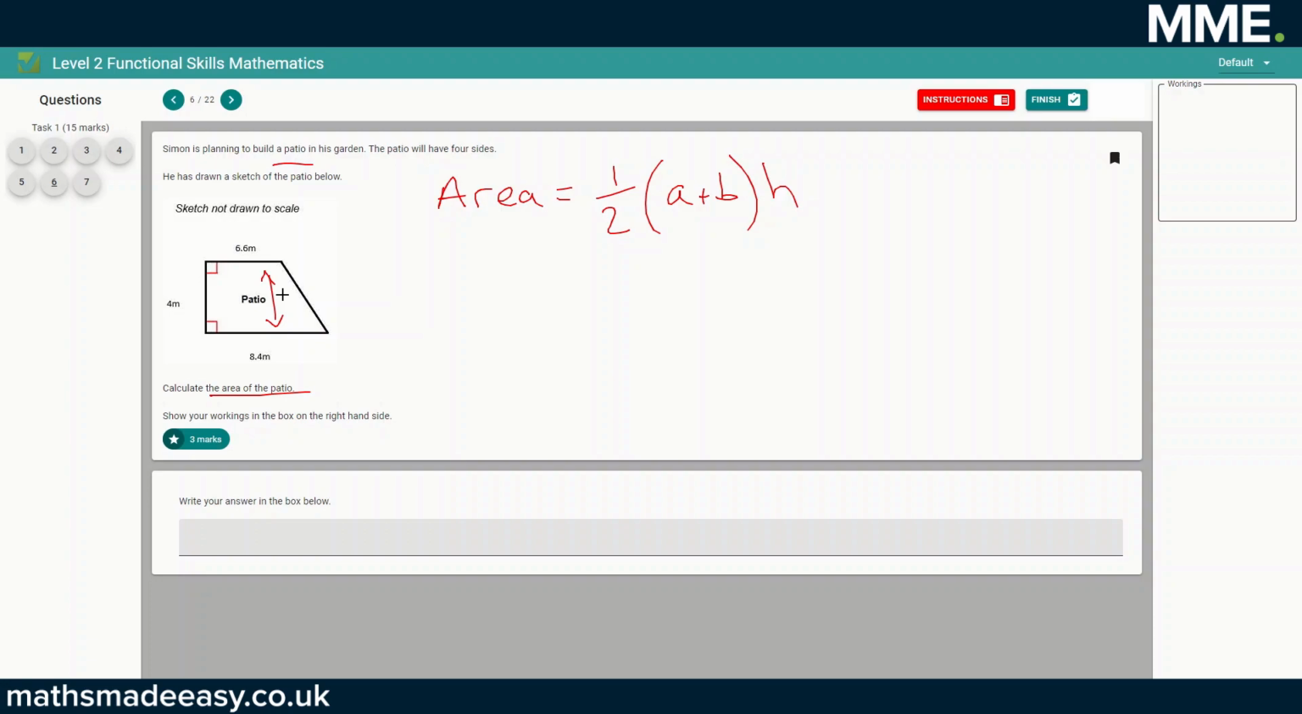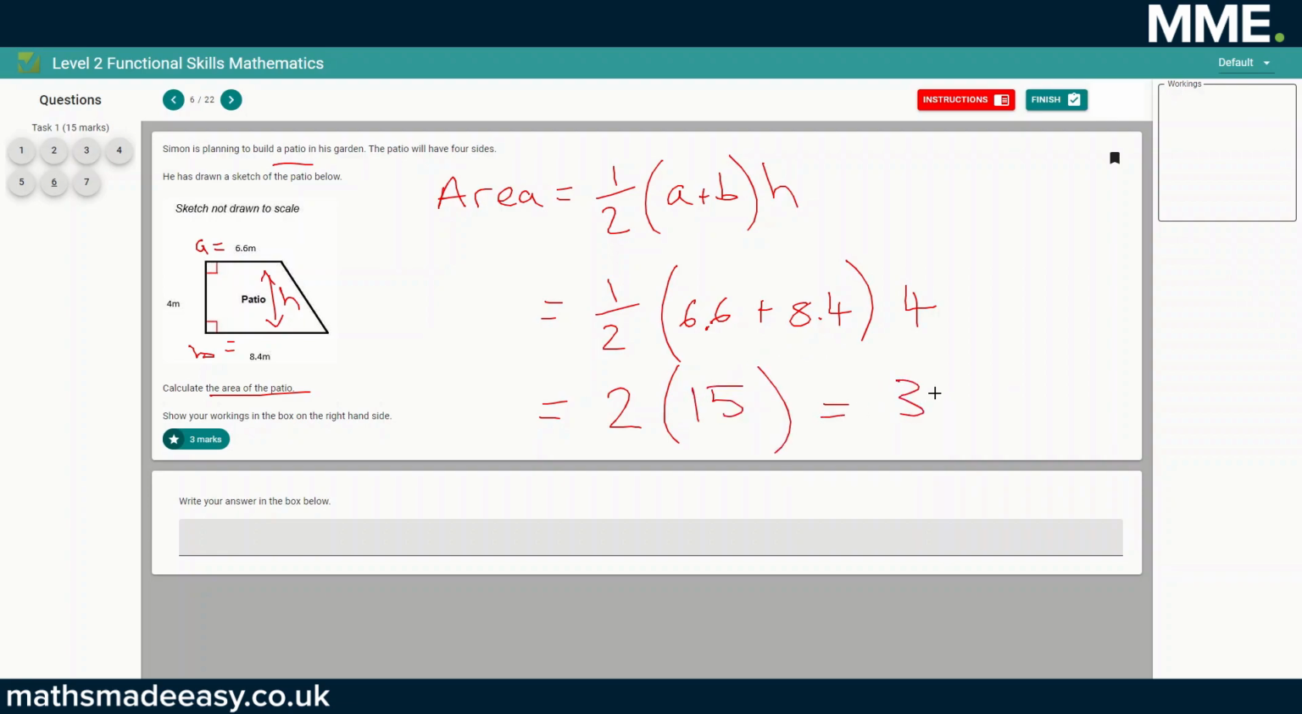So we can draw that quickly here. So that's the height, h. We're going to call this one a and this one b. So rewriting that here, we have a half times (6.6 plus 8.4) multiplied by the perpendicular height, which is 4. So now just plugging that in, we can quickly simplify this by doing a half times 4, so it's 2, then 6.6 plus 8.4, I messed up the decimal point there, is 15. So 2 times 15, which is equal to 30 metres squared. Always remember to put the units in at the end.